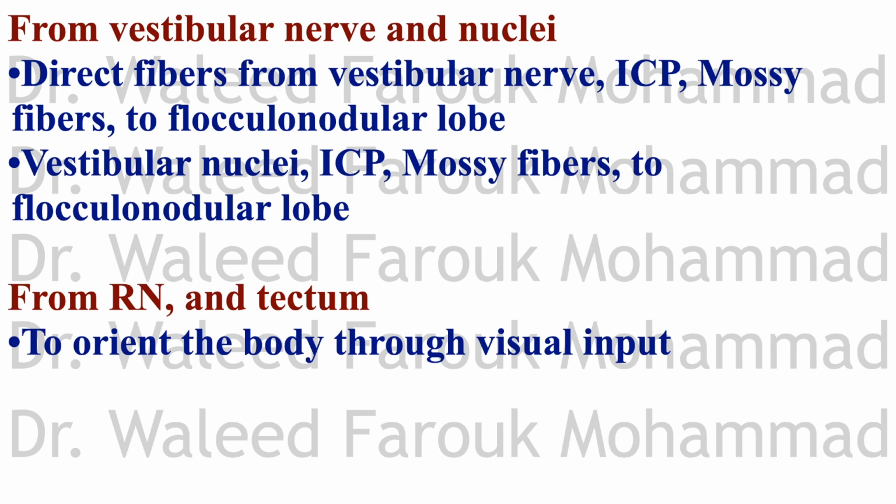From the vestibular nerve and nuclei, there are direct fibers from the vestibular nerve that go through the inferior cerebellar peduncle, then ascend as mossy fibers inside the cerebellum, then to the flocculonodular lobe of the cerebellum. The vestibular nuclei send fibers through the inferior cerebellar peduncle, ascend as mossy fibers inside the cerebellum to the flocculonodular lobe as well. From the red nucleus and the tectum, these are fibers that carry information to orient the body through visual input.